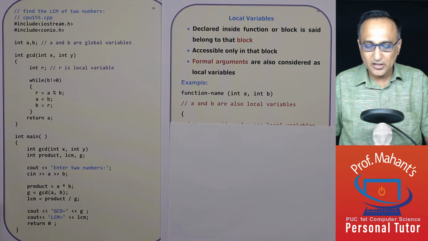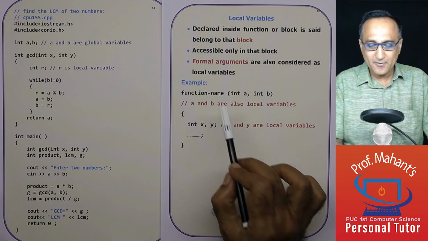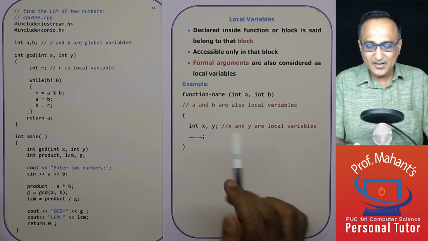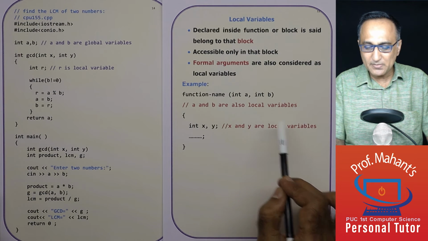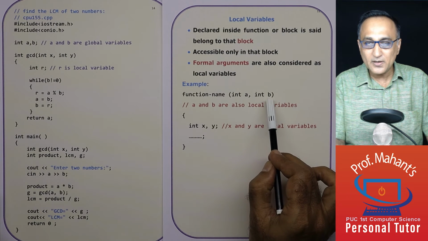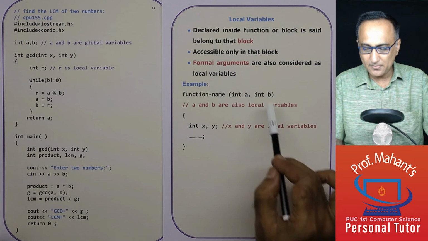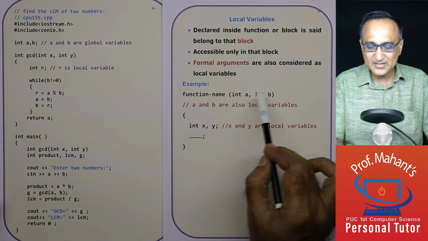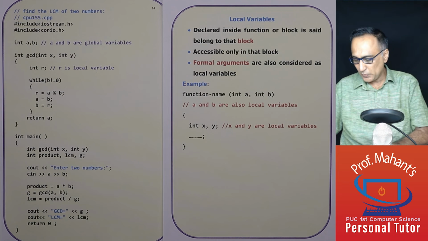Now let's take a look at what local variables are. So I have the function name, int a comma int b. And I have declared within this flower bracket int x comma y. x and y are local variables. These formal parameters are also local variables. These a and b, don't look at this program. Focus here. In this program x and y have life only between this. This a and b have life only between this. So this is an example of a local variable.